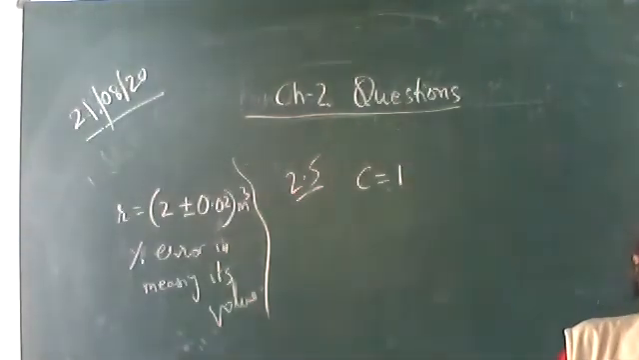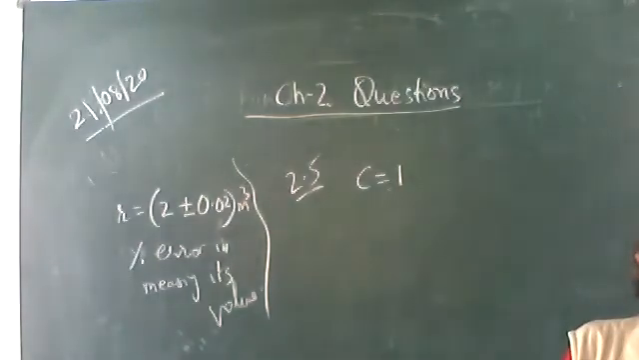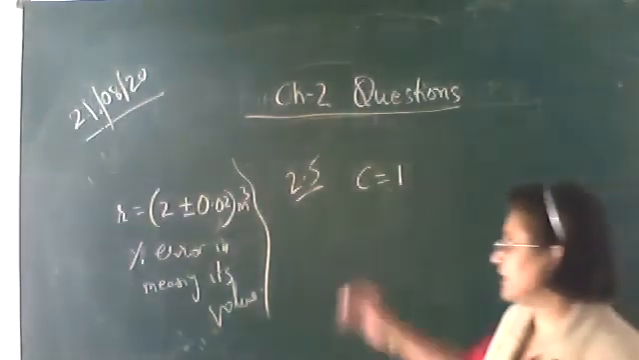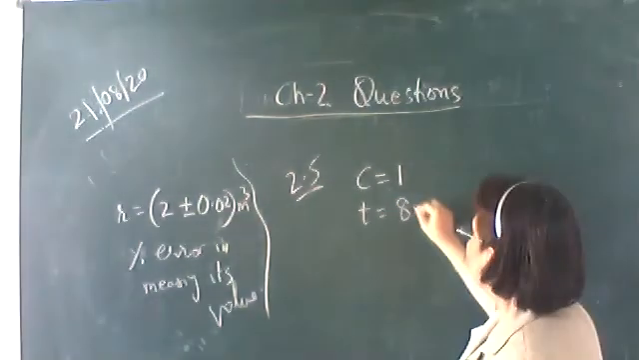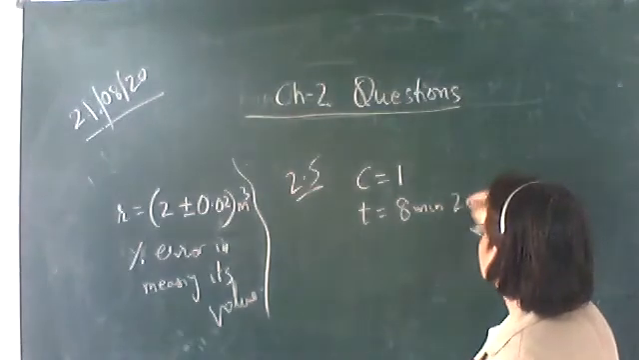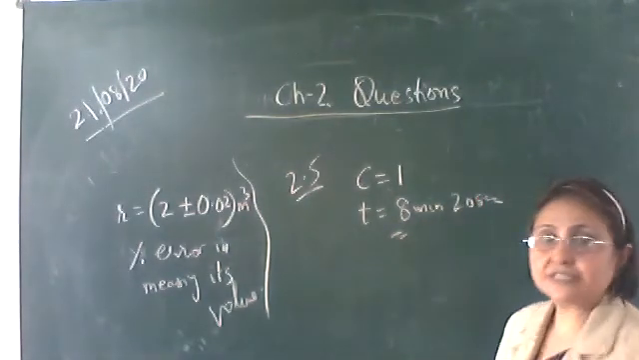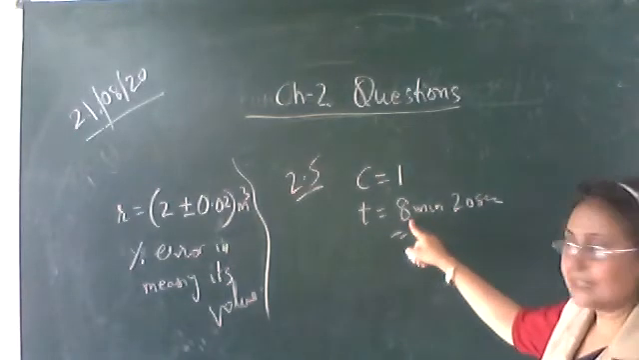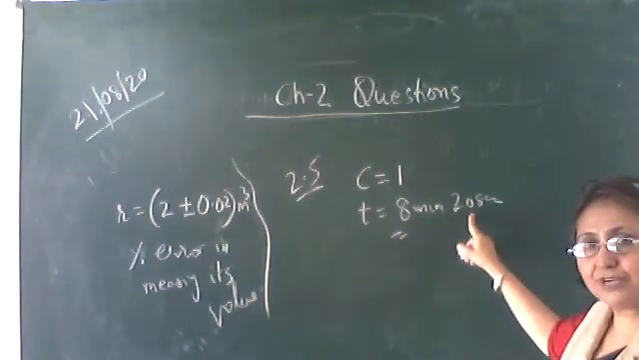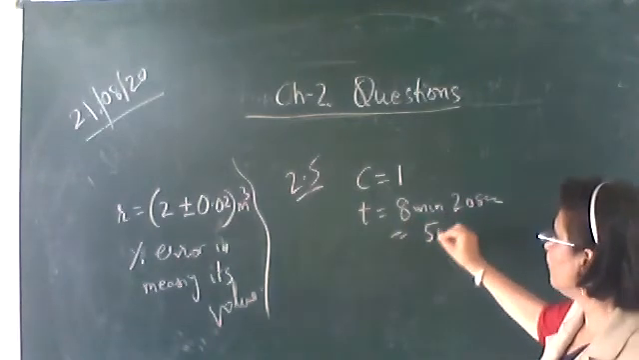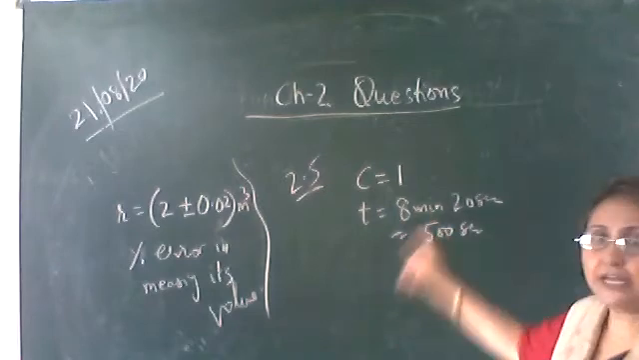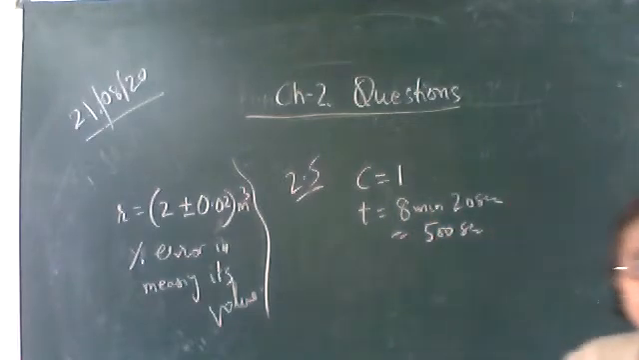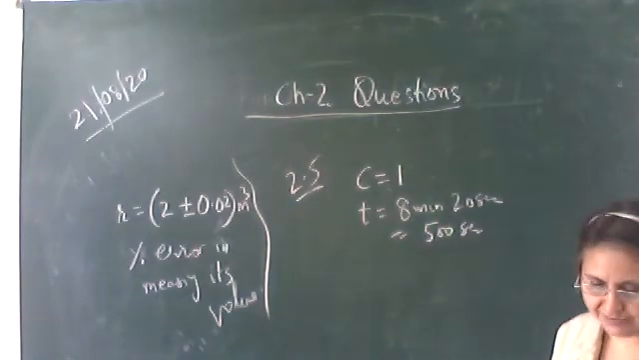And the time taken for the light from the sun to reach the earth is given as 8 minutes 20 seconds. Let us convert it in seconds. We know that 8 minutes, 8 into 60, that is 480 seconds, plus 20 seconds. This will be 500 seconds. How will you convert 8 minutes in seconds? Multiplying it by 60, 8 into 60 is 480. 480 plus 20, it is 500 seconds.